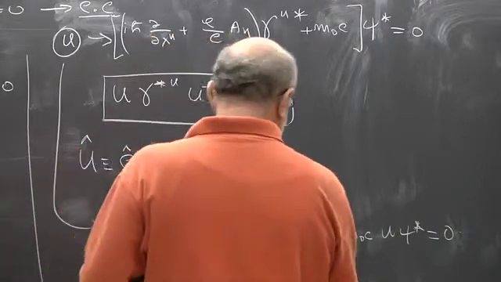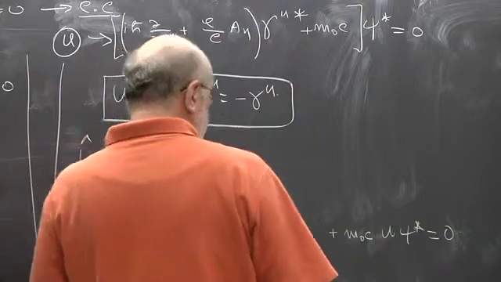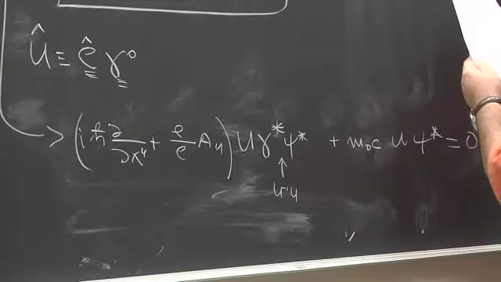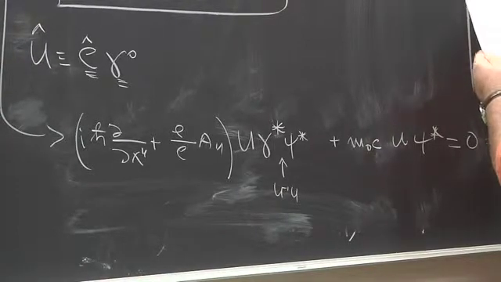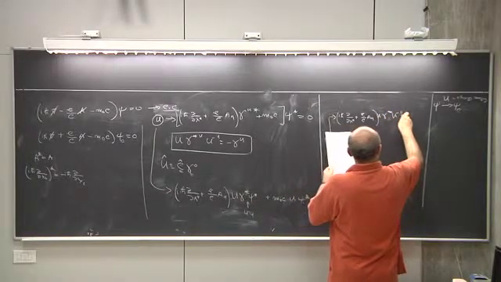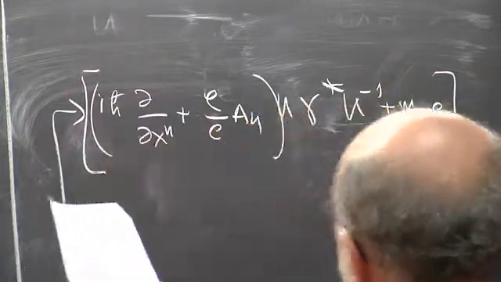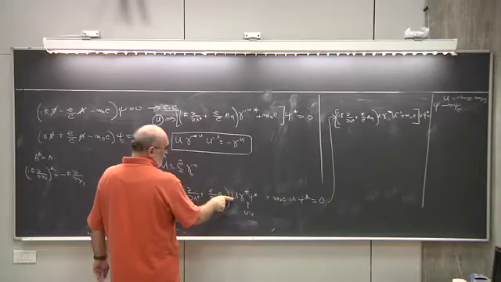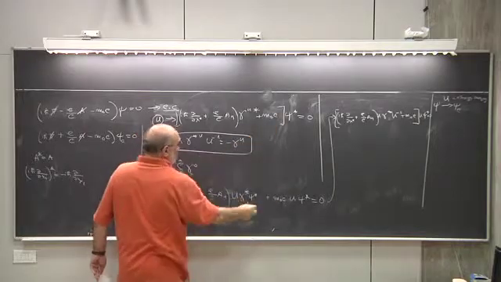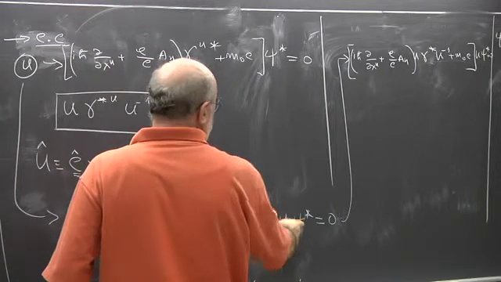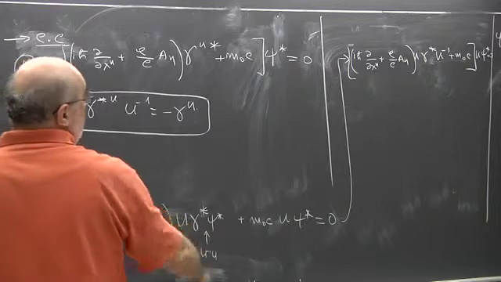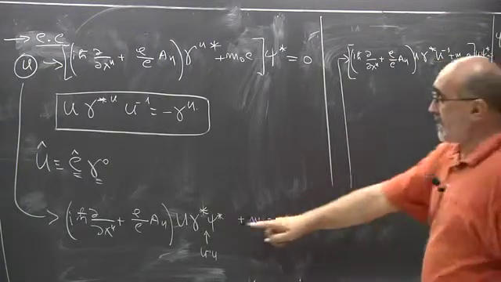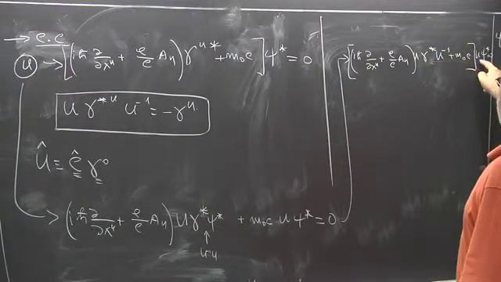But now what I can do is insert here U to the minus 1 times U. Then the equation becomes the following: iħ ∂_μ plus eA_μ/c, U gamma star U to the minus 1, plus m0c, all on U psi star, equals 0. Okay? I have multiplied by U, it goes through, it goes here, and I have U gamma star, and then I have the psi star. Then the U, this is a number, goes through. I can write these by inserting a U to the minus 1 in this manner, because you see these U and U to the minus 1 cancel, and I get psi star and gamma star as I had before. And here I have just m0 times U.